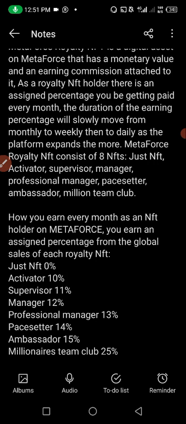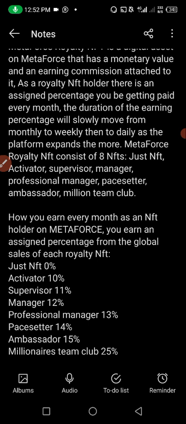Then for the manager, 12% commissions, professional manager, 13% commissions, base setter, 14%, ambassador, 15%, and millionaires team club, 25 percent. Yeah, I would have loved for you to see how they look, but you can see the marketplace is under maintenance. But you can ask for the former video I made about this. I will send you the video so that you can see how they look.